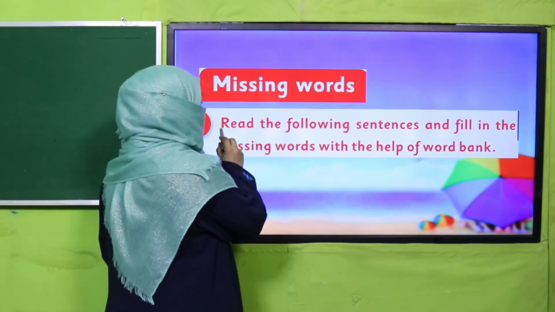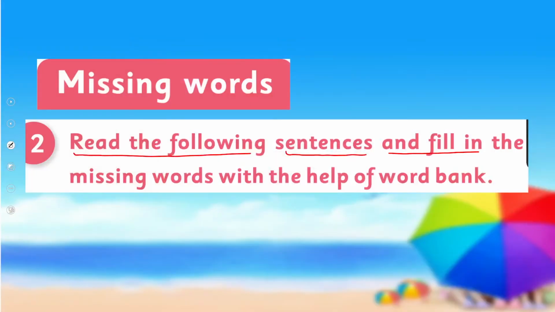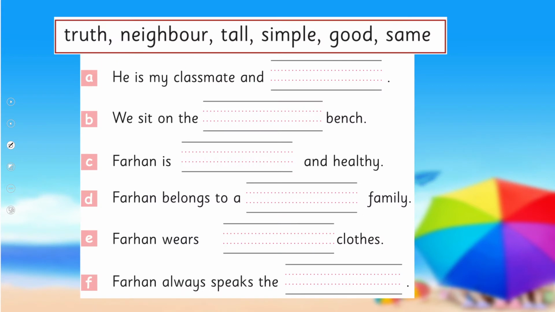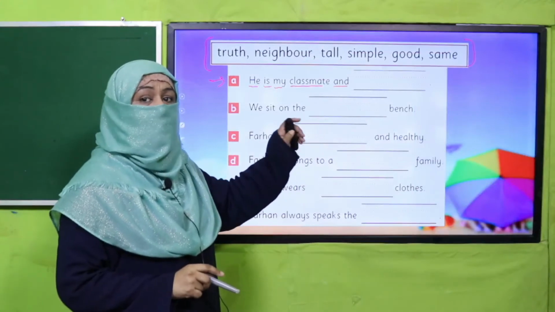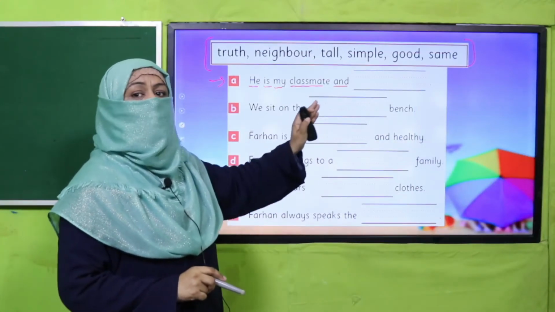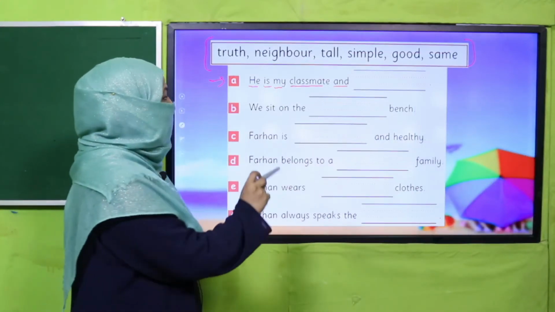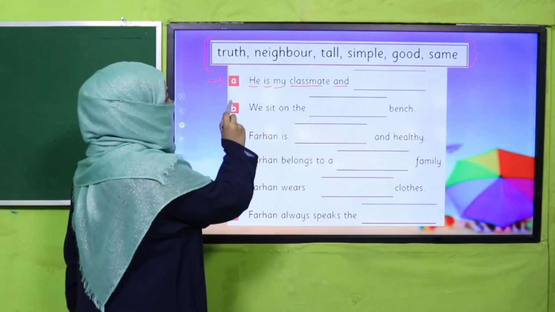What we are going to do: read the following sentences and fill in the missing words with the help of the word bank. So here the word bank is given to you and you have to complete the sentence. And my dear children, how do we do it? You will read this sentence. He is my classmate and. Now you see, we cannot stop a sentence on "and". It means it's incomplete. We need to put another word to complete it. And what that word can be, we have to select from here.